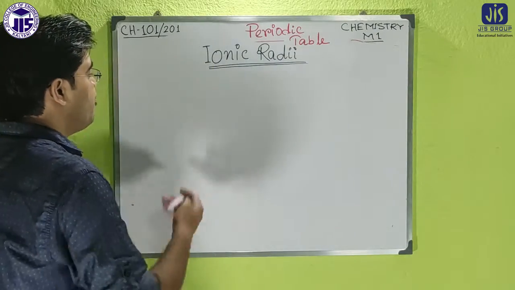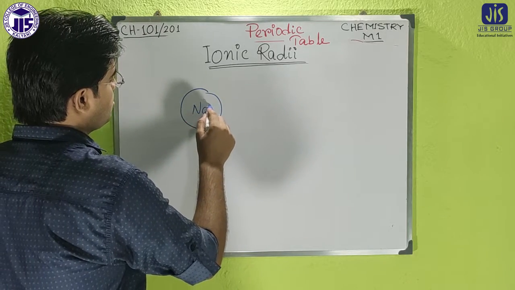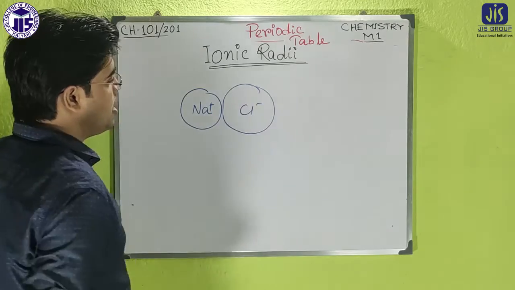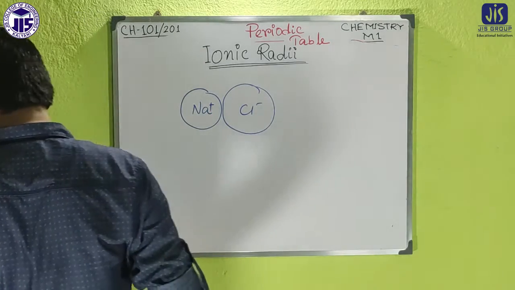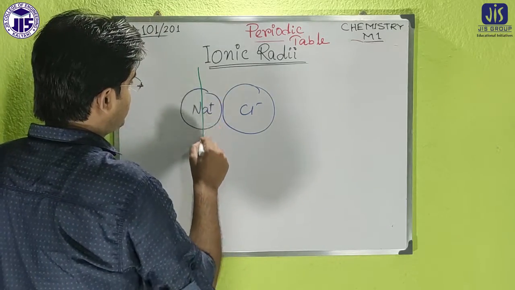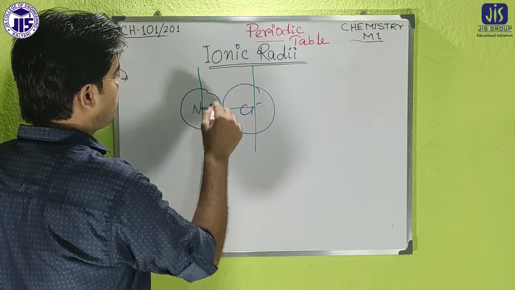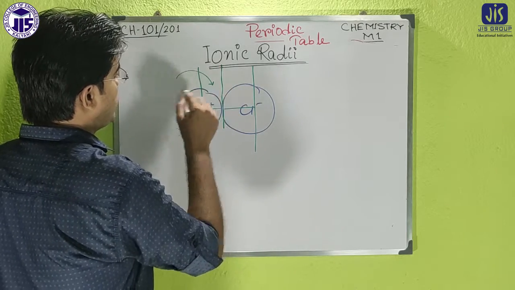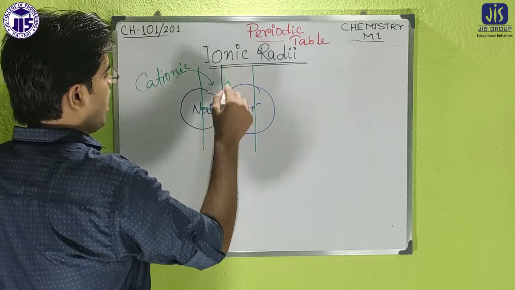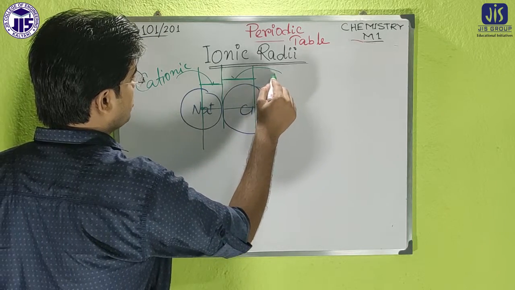So for example, if we take NaCl, that means it is Na plus and Cl minus. Then generally we take the ionic radii to mean the distance from that point to that point. So this is the cationic radius, up to that point. And here it is the cationic radius and here it is the anionic radius.